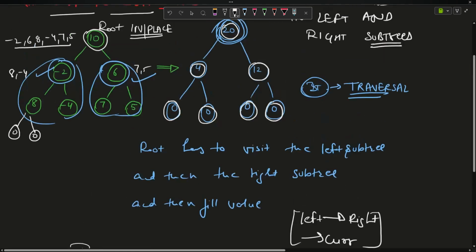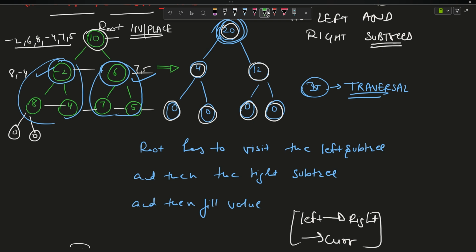How do we calculate post order traversal? Just a recap. We just draw the boundary around the tree, and intersection means we are going in the correct order of post order. For this particular tree, the post order is 8, 4, minus 2, and then 7, 5, 6, 10. Now, how will I use post order? I simply said left, right, current, left, right, current.